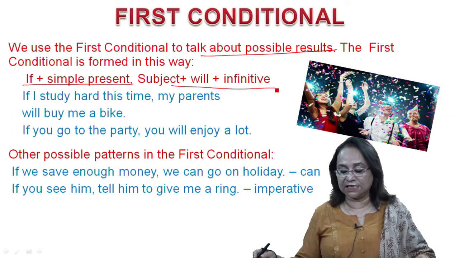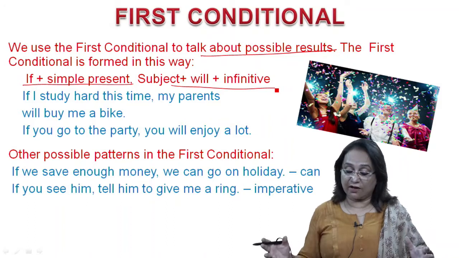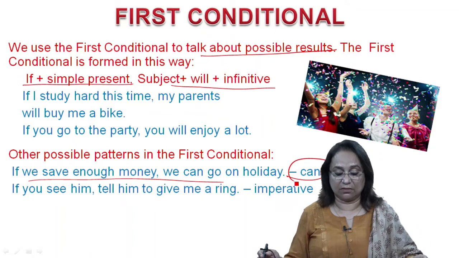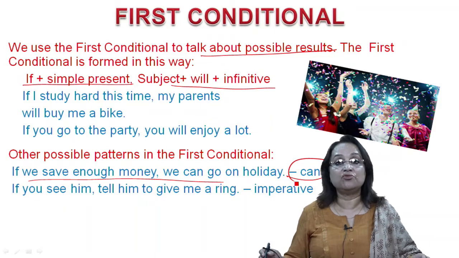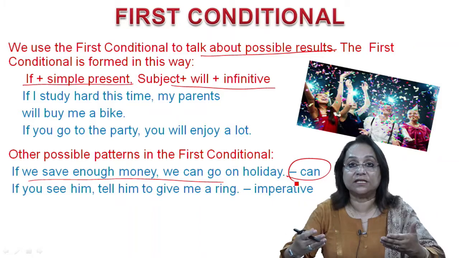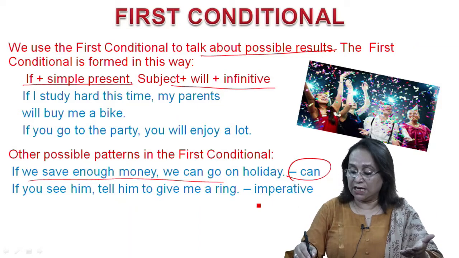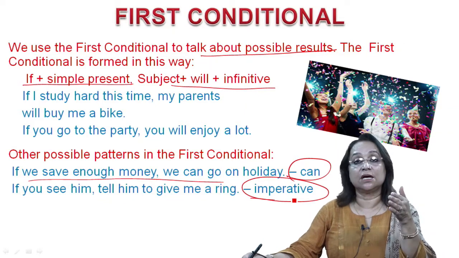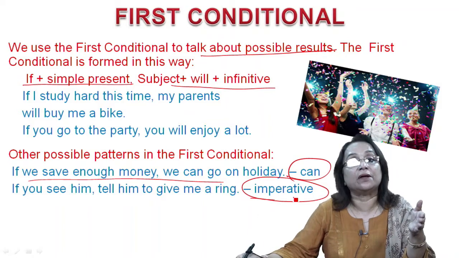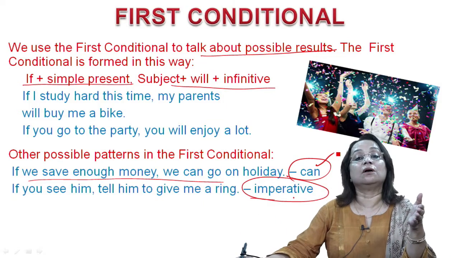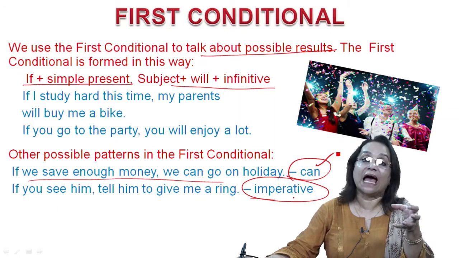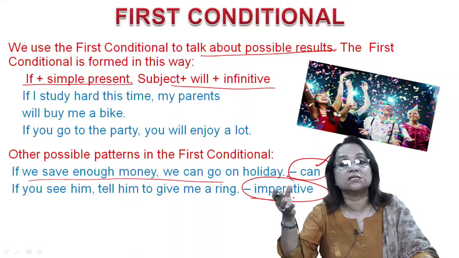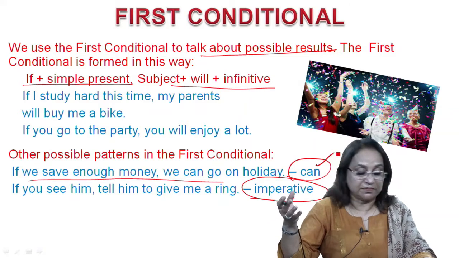Other possible patterns in the first conditional are, if we save enough money, we can go on a holiday. So, the word can. If you see him, tell him to give me a ring. This is an imperative, a request, a command. So, we can use the first conditionals when we talk about imperatives, or if we want to bring a can in the sentence. So, it talks about possible results if something is done, right?